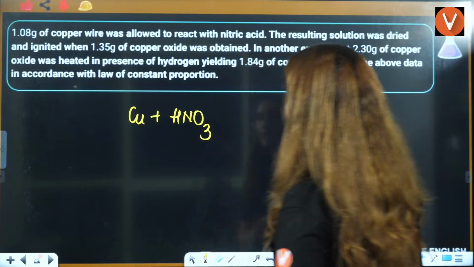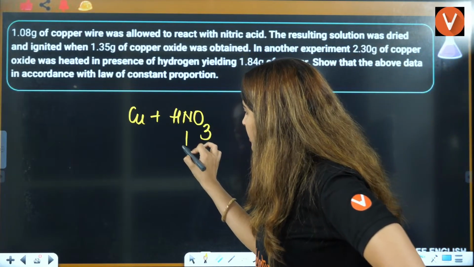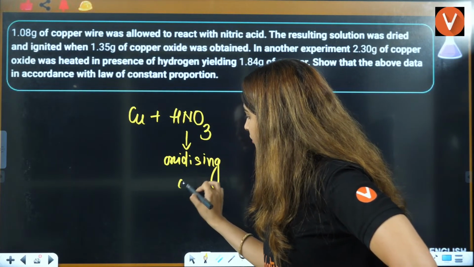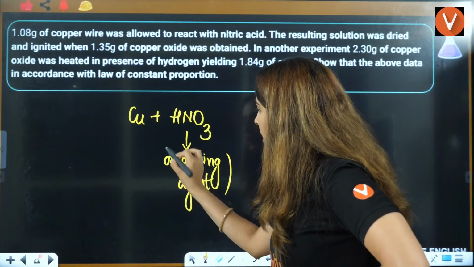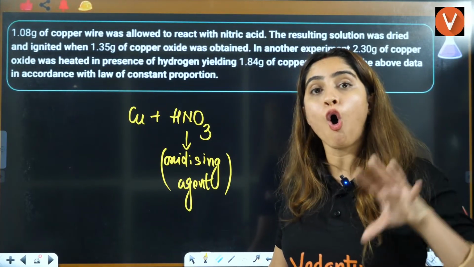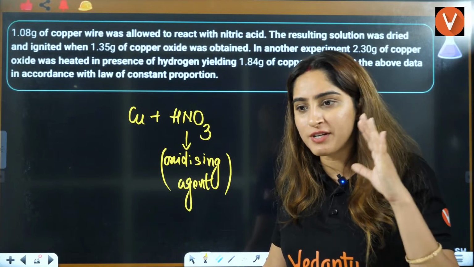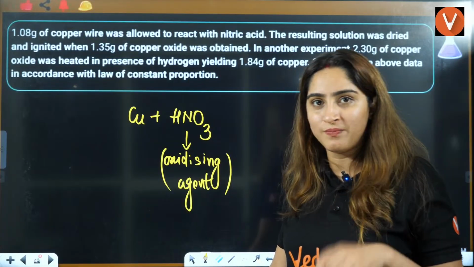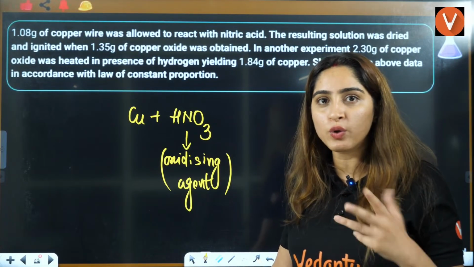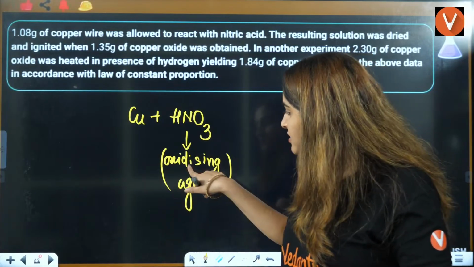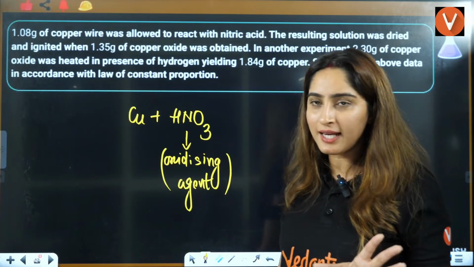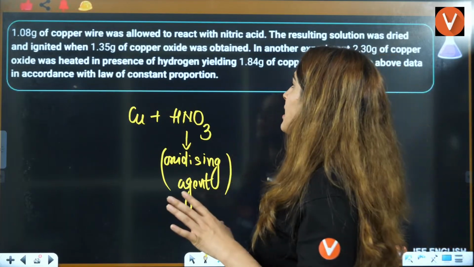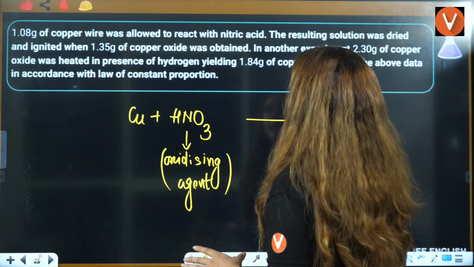They are saying that because nitric acid is a very good oxidizing agent. What are oxidizing agents? Oxidizing agents are those agents which are going to oxidize something, like teachers are going to teach. Similarly, oxidizing agents are going to oxidize, which means they are going to add oxygen into this copper, and the resulting product will be copper oxide.